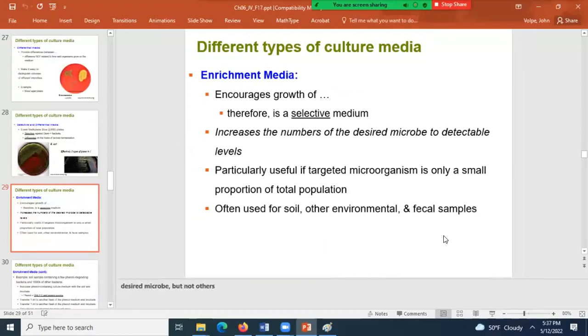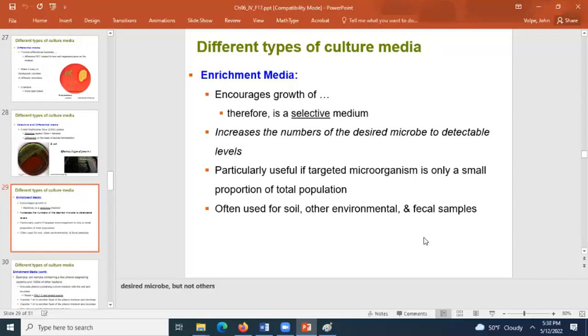There's also an enrichment media. An enrichment media encourages the growth of certain organisms. So therefore, it is a selective medium, but it is used to enrich the organisms of interest. And so I guess you could call it a special category of a selective media. It increases the numbers of the desired microbe to detectable levels. It's particularly useful if the targeted microorganism is only a small proportion of the total population.